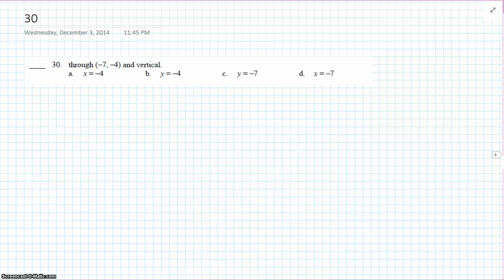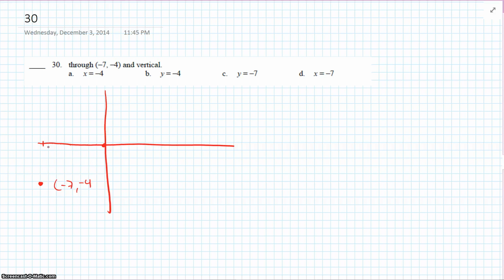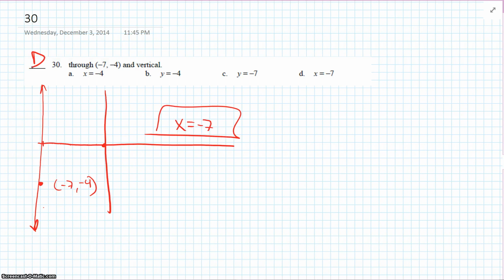30. Okay. Through -7 and -4, and it's vertical. Well, let's just plot that real quick. Here's 0, 0. So it's going to go through -7, 1, 2, 3, 4, 5, 6, 7, and -4. So there's my point, -7, -4. It's vertical, all right? So it has no slope. It's undefined. So it's going to be x equals, well, what's the x value? -7. So it's going to be x equals -7. Answer is D.